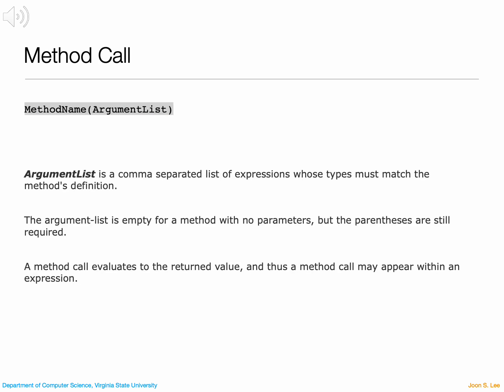This slide shows the general form of a method call in Java. To call a method, we write the method name followed by parentheses. Inside the parentheses, we place the argument list. The argument list is a comma-separated list of values or expressions. The types of these arguments must match the method's parameter definitions. If a method has no parameters, the argument list is empty, but the parentheses are still required. When a method is called, it executes its code and returns a value. Because of that, a method call can be used inside a larger expression. This syntax applies to all method calls you will write in Java.